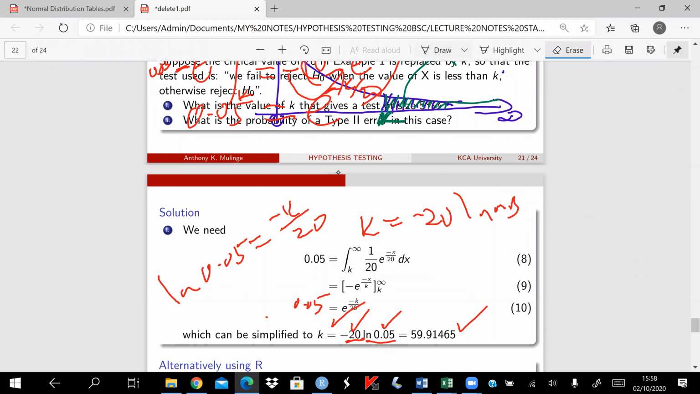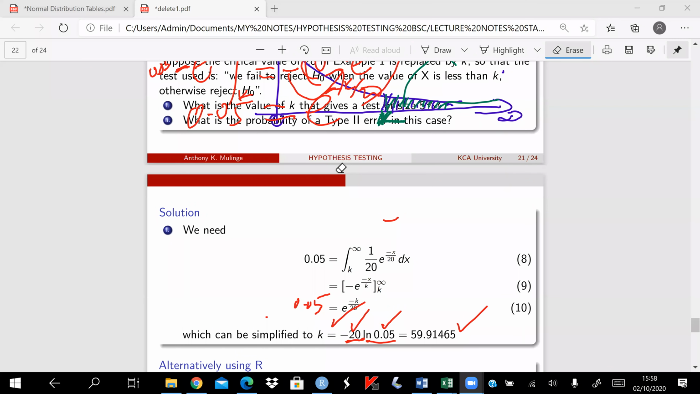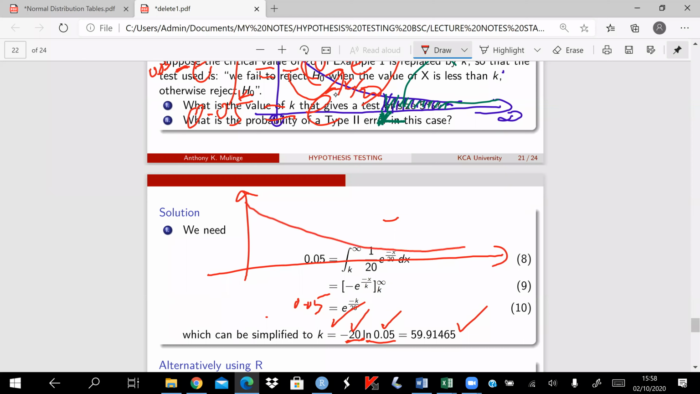So that means if you want, let me sketch again, if you want your alpha to be 5%, if you want your p-value to be 0.05, then this is how the distribution will look. You will have a distribution that looks like that. So this is 59.9145. That is what will give you exactly an alpha of 5% or p-value of 0.05.